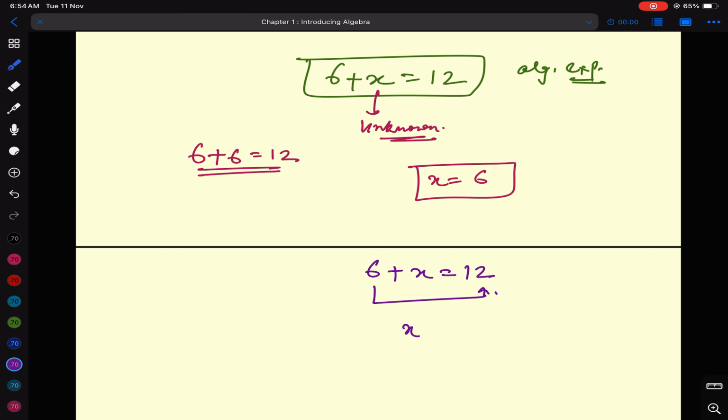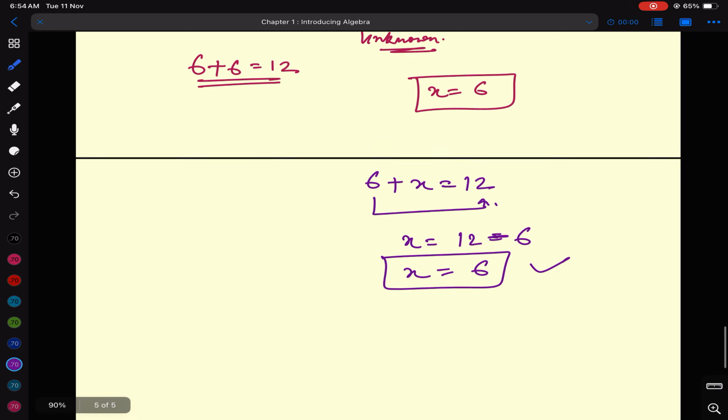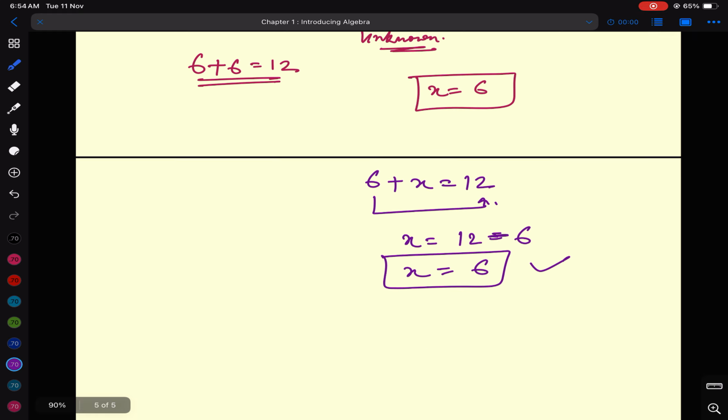Now how do we generally solve it in mathematics? So here we have 6 plus x on the left and 12 on the right. So we are going to move 6 to the right. So on the right now we have x is equal to 12 minus 6, and that is equal to 6. So your value for x is 6. Clear? This is how we evaluate an algebraic expression.